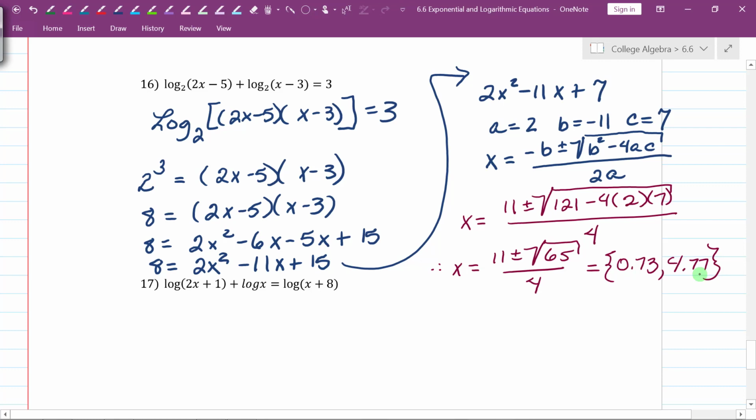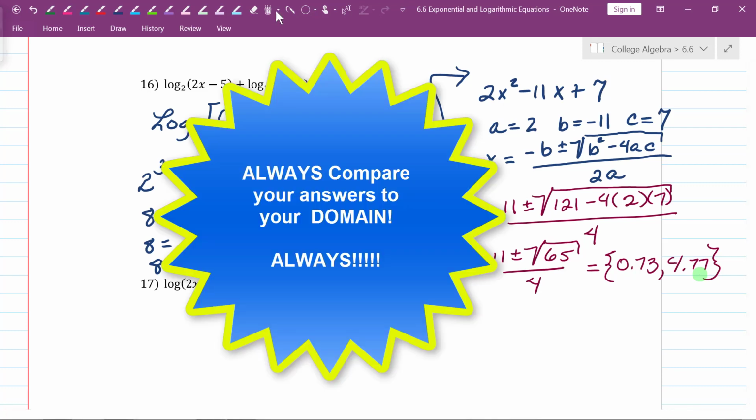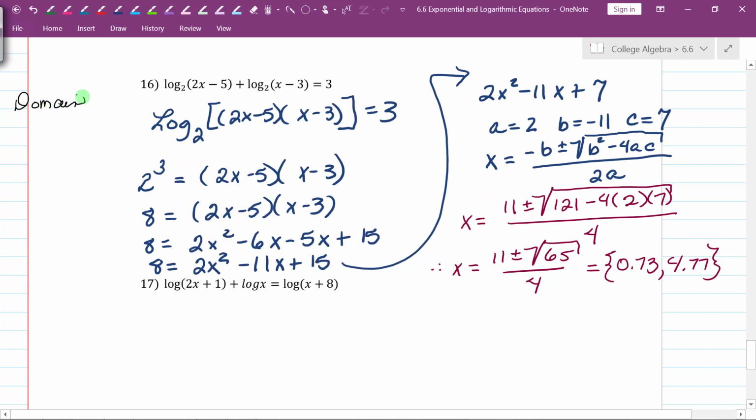Now I have to compare those values with the domain. So we're going to come in here and I'm going to say, what is the domain for this problem? Okay, my domain. I have to have 2x minus 5 greater than or equal to 0. 2x minus 5 has to be greater than 0, not greater or equal to, just greater than. So this is going to be 2x has to be greater than 5. Divide both sides through by 2. Therefore, x has to be greater than 5 halves. That's the first part.